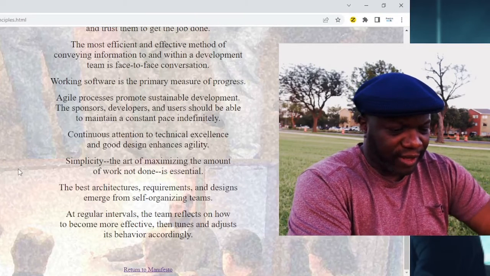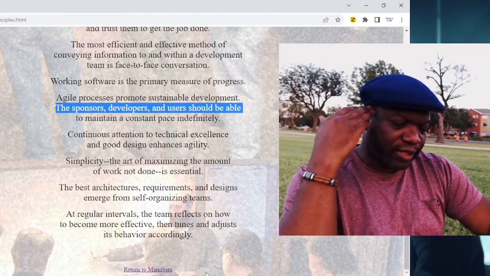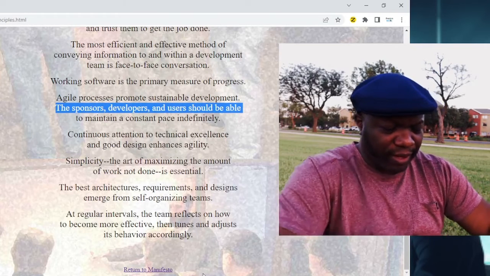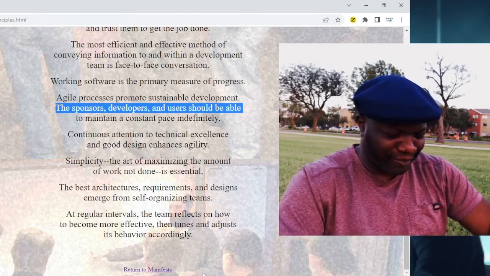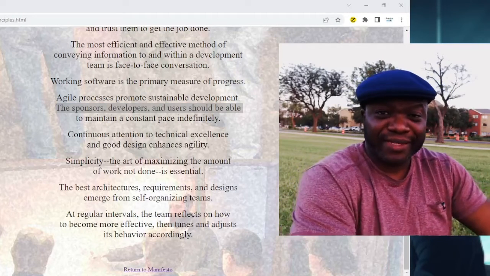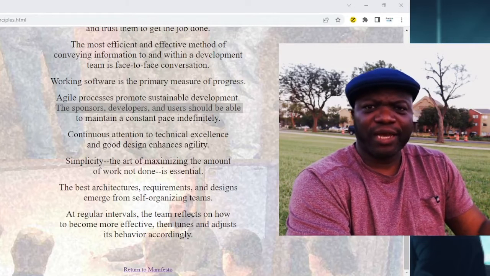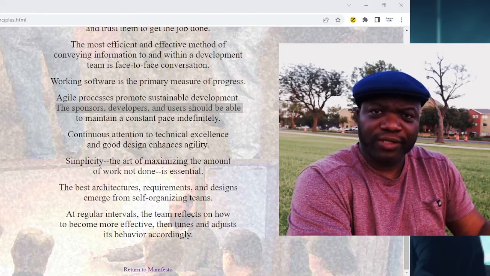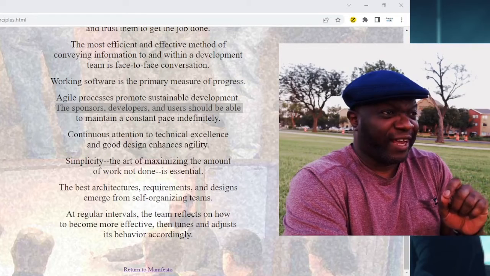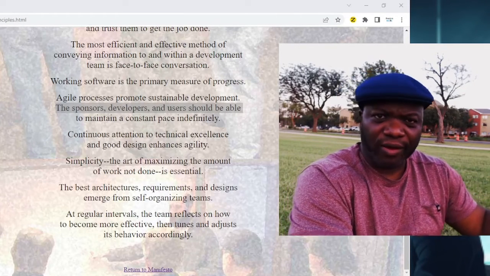All right, so that's how you need to think about it. The next one says agile processes promote sustainable development. Sponsors, developers, and users should be able to maintain a constant pace indefinitely. So what this is telling you is don't kill the team. I call it the don't kill the team principle. What it's saying is work at a pace that you know you can sustain for the long haul.